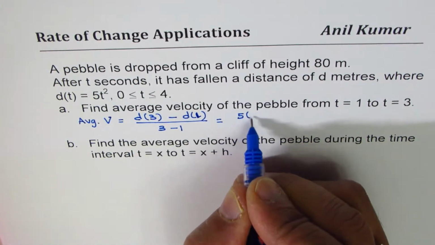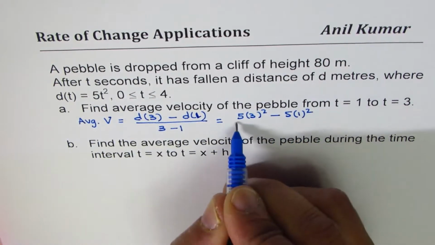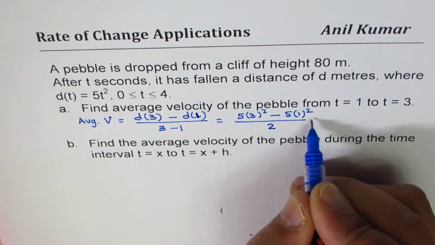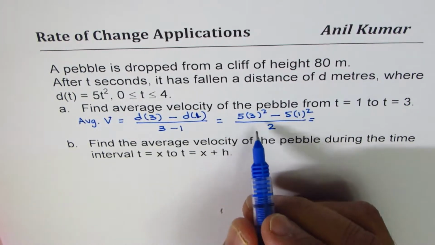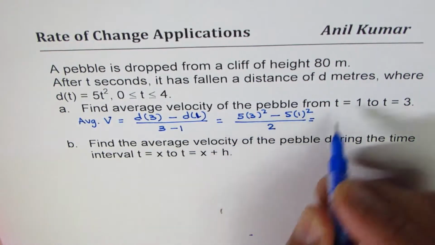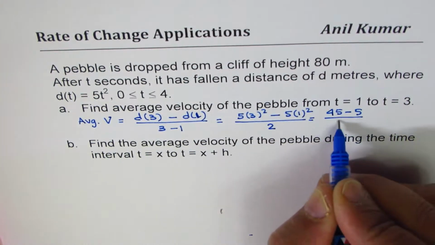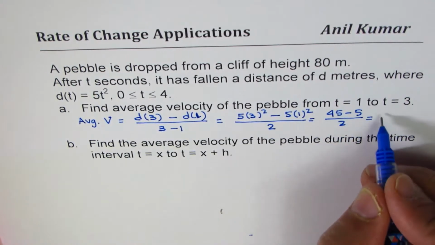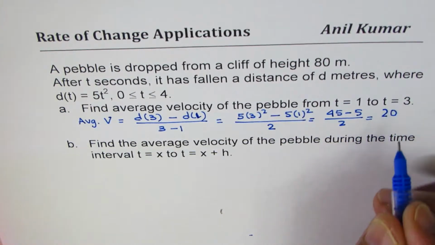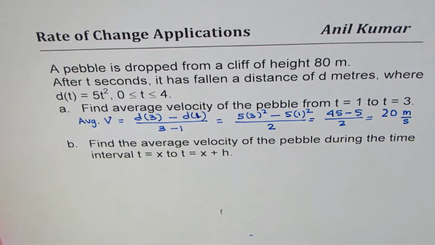So that means 5 times 3 squared minus 5 times 1 squared divided by 3 minus 1, which is 2. Don't forget to write units, right? So you can take 5 common, 9 minus 1 is 8, or you can just write 9 times 5 is 45. Use your calculators, 5 over 2, and that is 40 over 2, which is 20, right? Units are meters per second. So that's important. So the average velocity during the interval 1 to 3 is 20 meters per second.